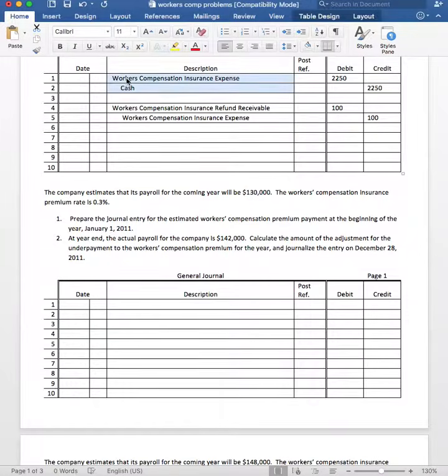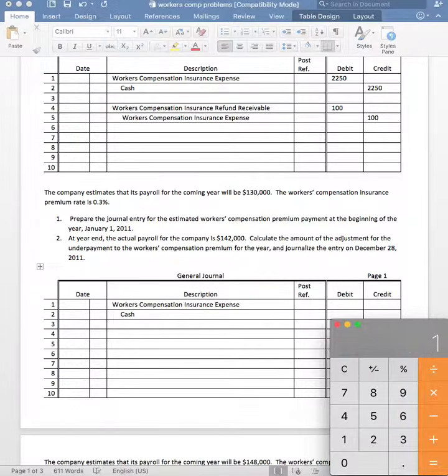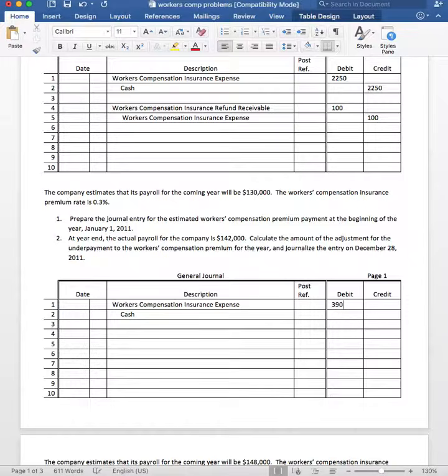This first original entry is going to be repeated. We will need to purchase workers' compensation insurance with our cash. It is another expense. So we can crunch the numbers. 130,000 times 0.3%, $390. That's what we will pay at the beginning of the year. We will have our coverage. Now, comes to the end of the year. Don't forget your dates, please.